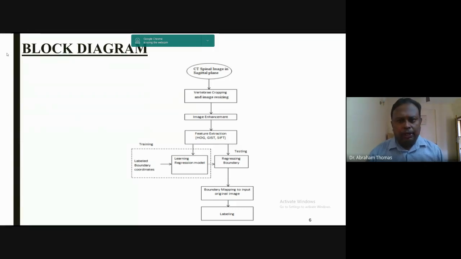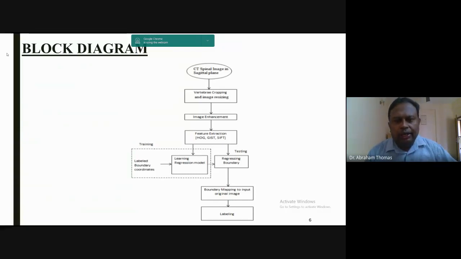CNN, which we'll come to later, to initially draw a rectangular bounding box around each vertebra. After that, we crop that region and resize the image into a 32 by 32 size. In this work, we have manually cropped the vertebrae. After that, we do what we call image enhancement. We go for contrast stretching as well as CLAHE, which is contrast limited adaptive histogram equalization.